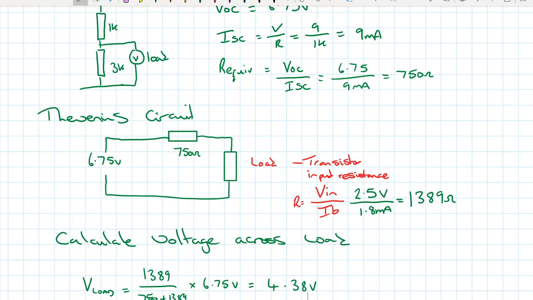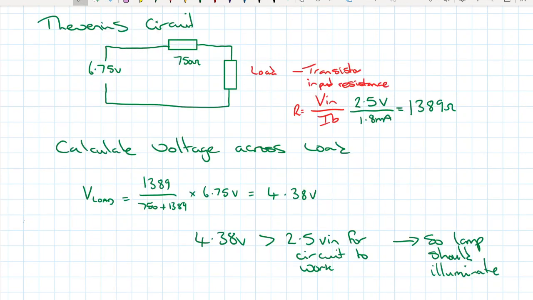What do you think? Is this circuit going to work okay? Originally we said that we needed our 2.5 volts there. Now we've connected the two circuits together, we haven't got quite the voltage that we expected, the 6.75, but what we have got is still greater than the 2.5 volts. So the lamp should work fine. Okay, that'll do us for our transistors.